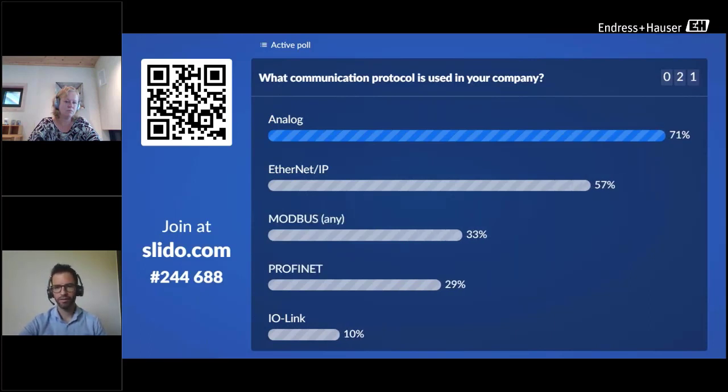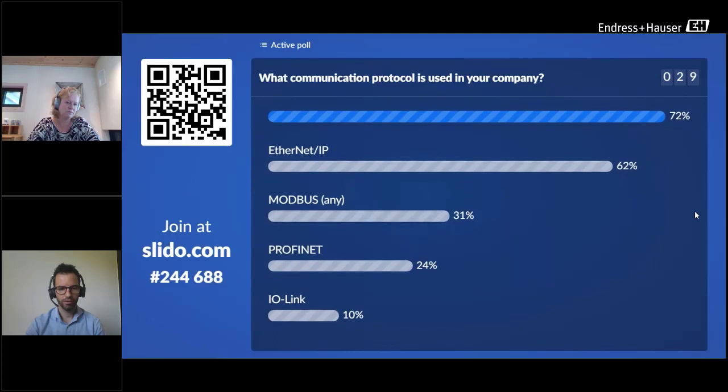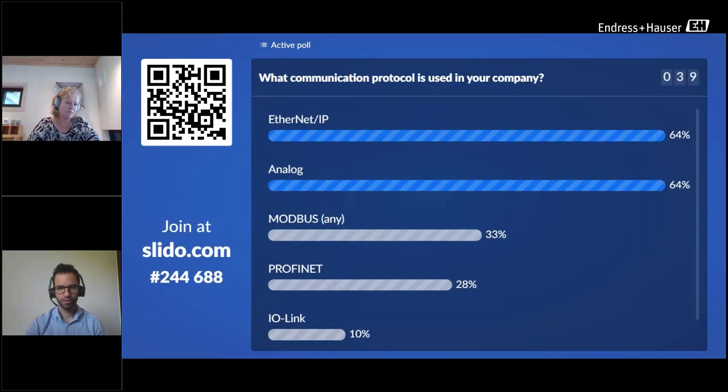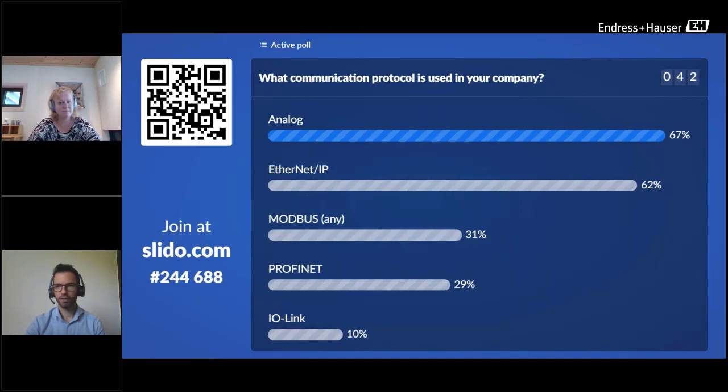Great, so that's going a bit faster. People get used to the tool. Great, so a lot of analog, which I can see. And then also Ethernet IP, very much used, but also IO-Link, which we will come to later on in this presentation. So, Ethernet IP. Okay, I'm quite surprised. Used very much. Good. So we have 40 people out of 127.